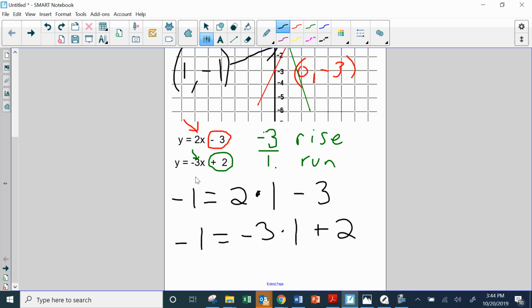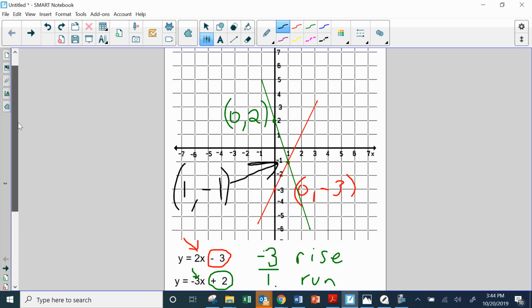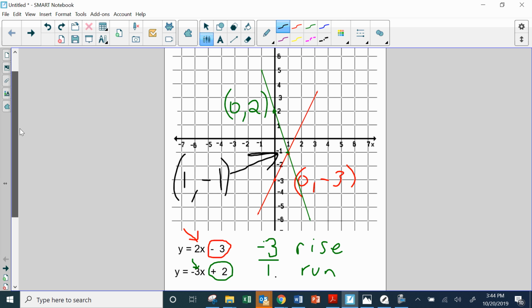So that's a quick lesson on graphing from slope-intercept form, which means y is all by itself, and also a quick lesson on when you graph two lines in a system of equations, the point where they meet is the solution to both lines. It's the one spot that works in both of the equations.